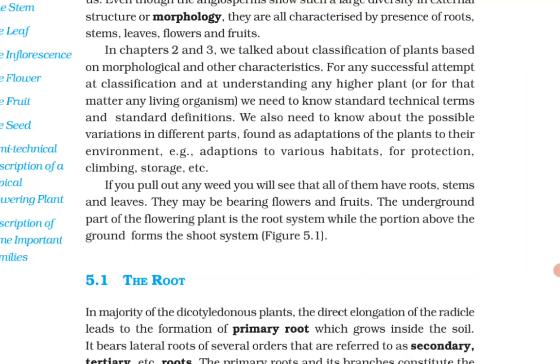If you pull out any weed, you will see that all of them have roots, stems and leaves. They may be bearing flowers and fruits. The underground part of the flowering plant is the root system, while the portion above the ground forms the shoot system.